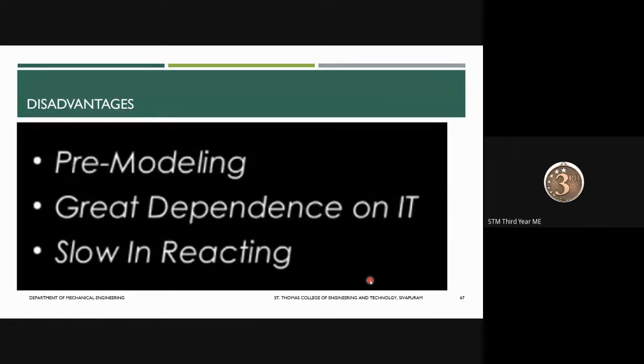We are compiling the data and creating the model not within a short span of time. It is being created over a large span of time itself. So for that purpose, it is always slow in reacting.